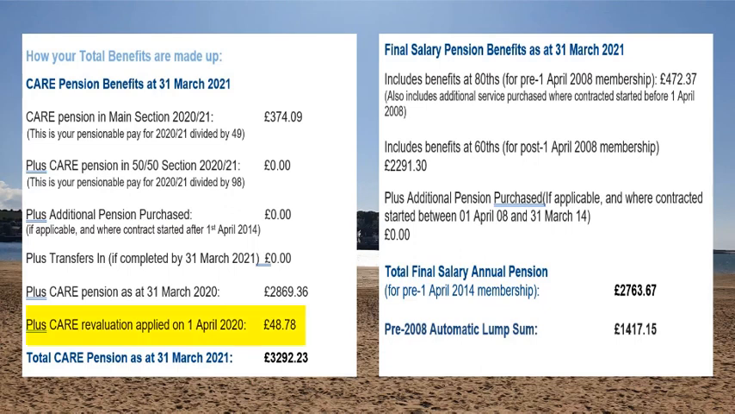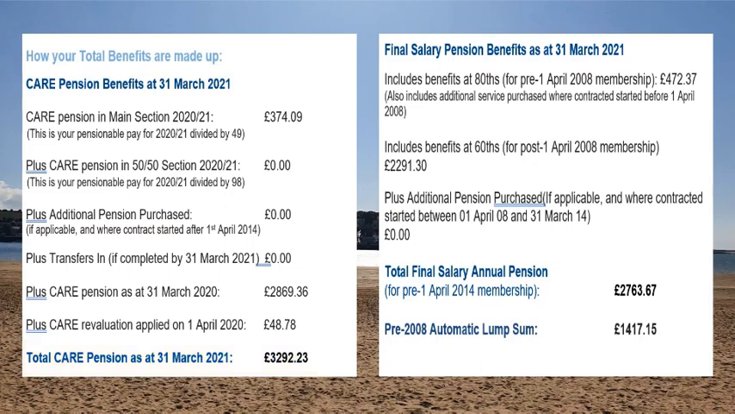The CARE revaluation is the cost of living increase added to your pension on the 1st of April 2020. This is based on the Consumer Price Index, CPI. Your total pension under the CARE scheme, as at the 31st of March 2021, is the total pension you have accrued under the Career Average Pension from the 1st of April 2014.